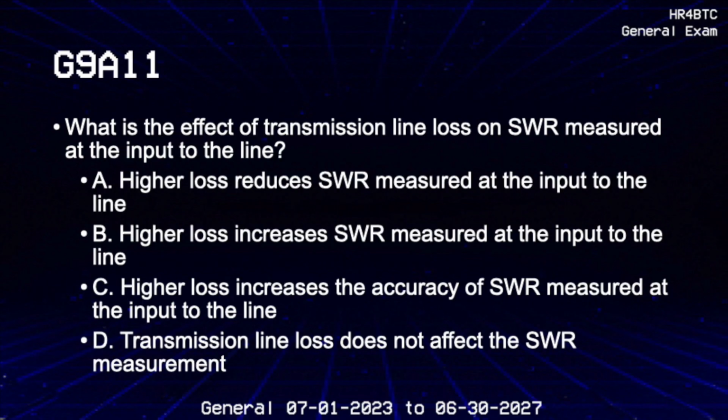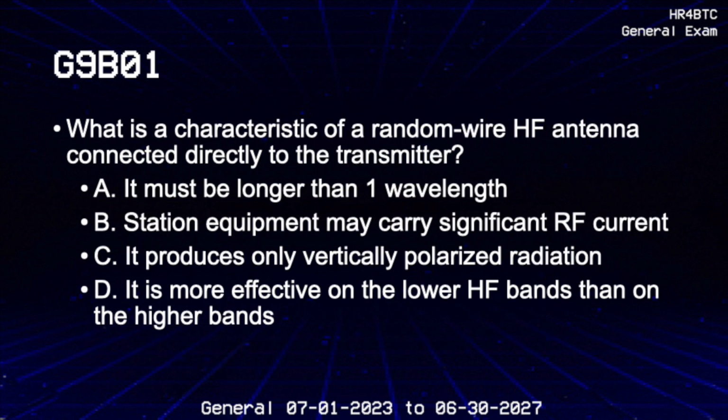5:1. What is the effect of transmission line loss on SWR measured at the input to the line? Higher loss reduces SWR measured at the input to the line. What is a characteristic of a random wire HF antenna connected directly to the transmitter? Station equipment may carry significant RF current.